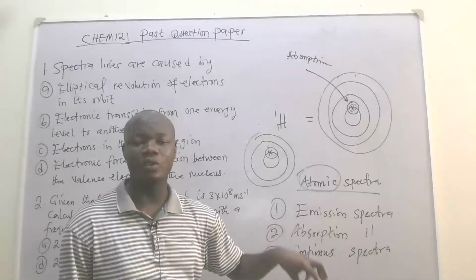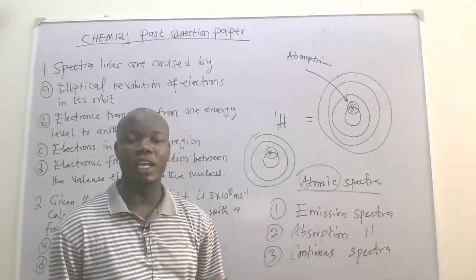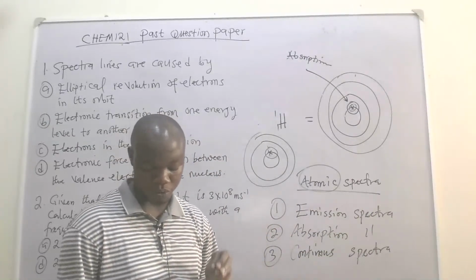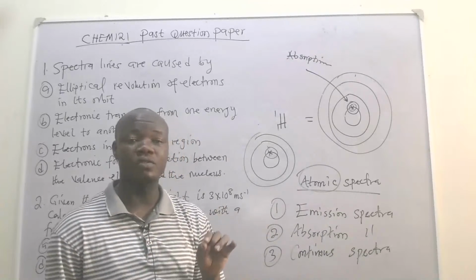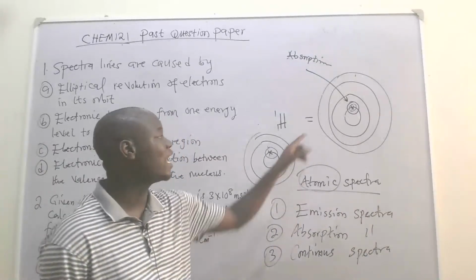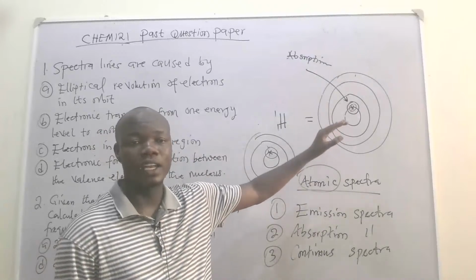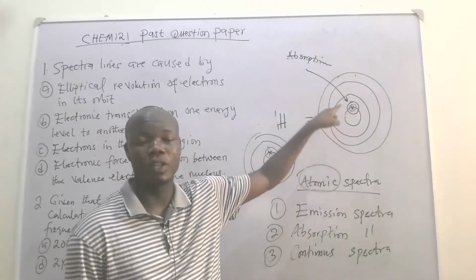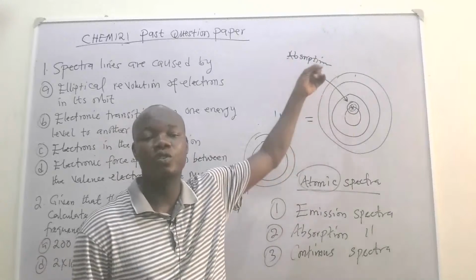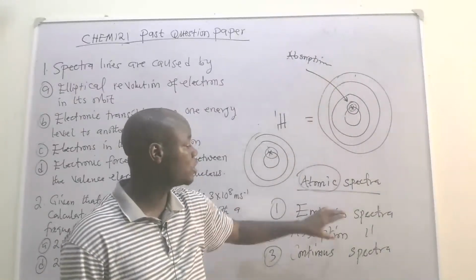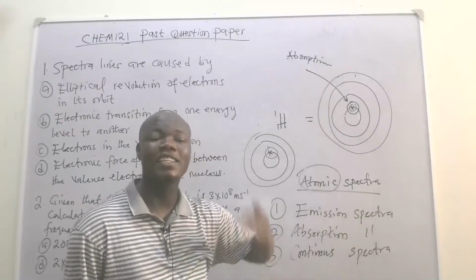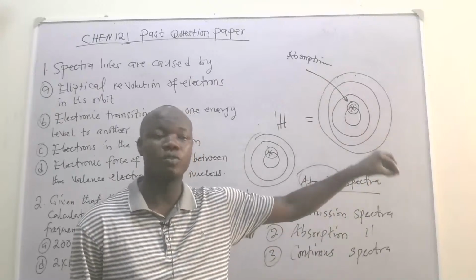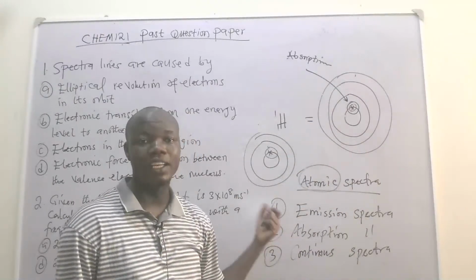When an atom absorbs a specific wavelength of light, there is a likelihood that electrons of the atom move from the region of lower energy level to higher energy level. But in a situation where energy is emitted, that is in the case of emission spectra, the electrons will fall back to their original state.